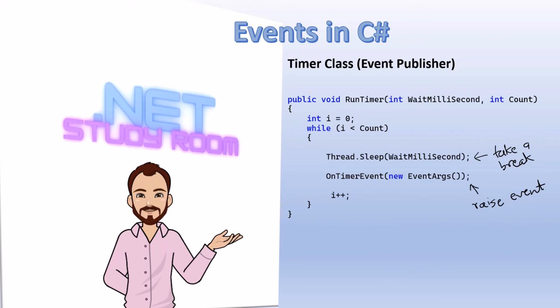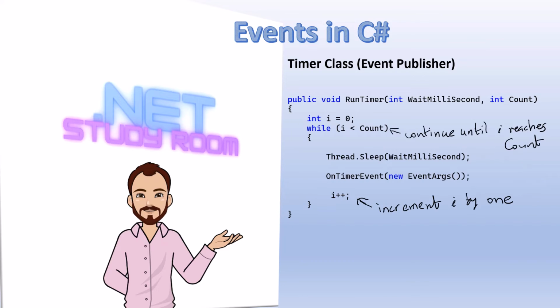This method, onTimerEvent, in turn checks for any subscribers and raises the event. To wait for that certain milliseconds of time, we are using a sleep method in the Thread class. Thread.Sleep is popularly used to take breaks in C# programs. This waiting, and then raising the event, continues until an integer i, which starts from 0 and increments by 1 after every iteration, reaches the count variable's value minus 1.